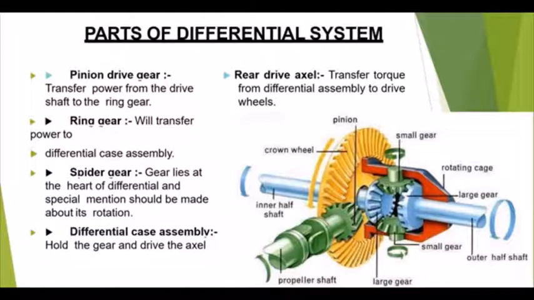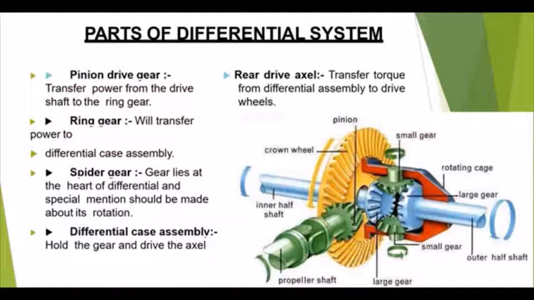The pinion drive gear is used for transferring power from the drive shaft to the ring gear, and the rear drive axle transfers torque from your differential assembly to your drive wheel. The ring gear transfers power to the differential case, and the spider gear, which we generally say is the heart of the differential, transfers motion. The differential cage is a holding part, which actually protects it.